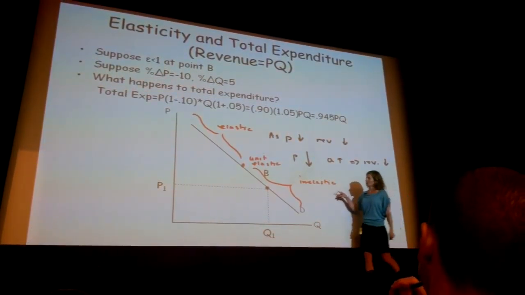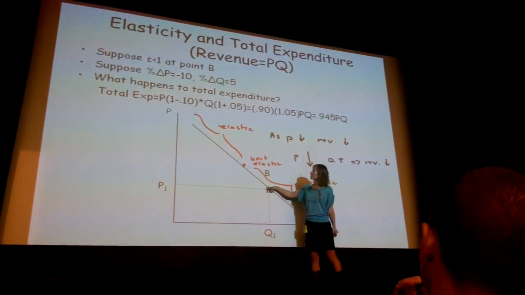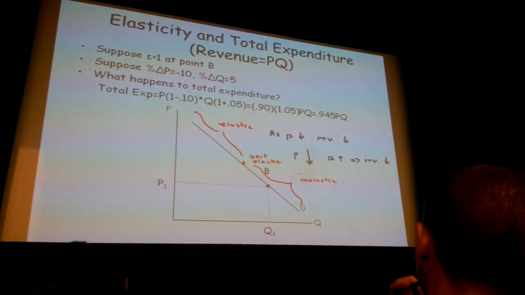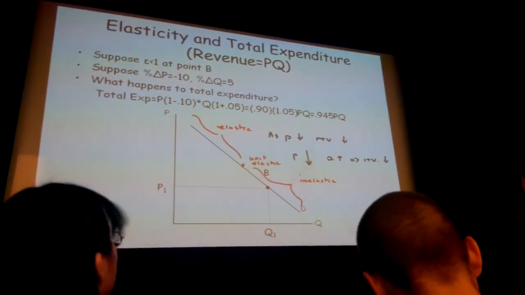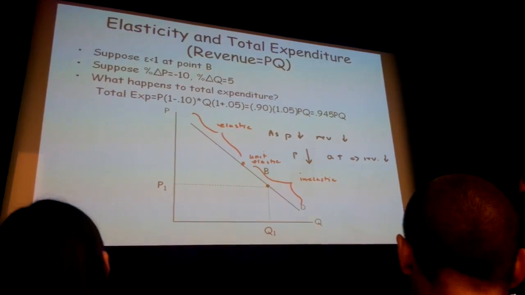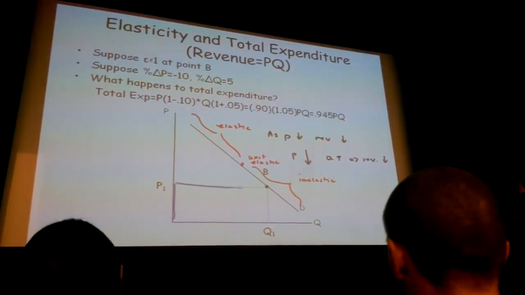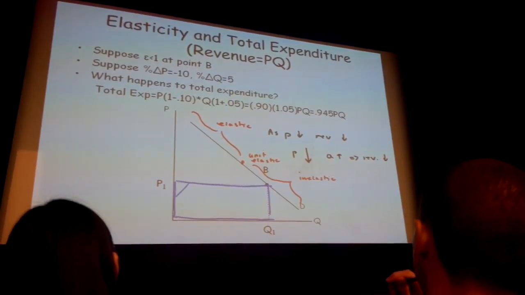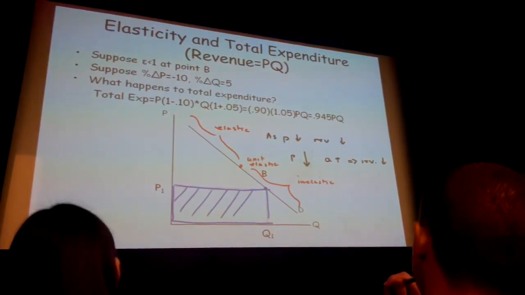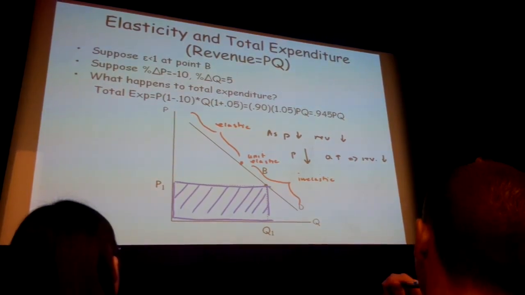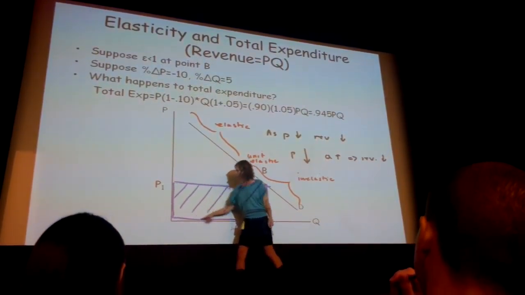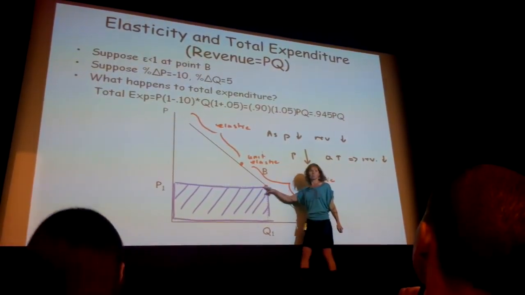Now let's imagine what's going to happen if price falls by just a little bit. Well, actually, first let's go ahead and shade the area that represents total revenue or total expenditure initially. All right, so revenue, or expenditure, is just price times quantity, which is going to be the area of this blue rectangle that I shaded in here.